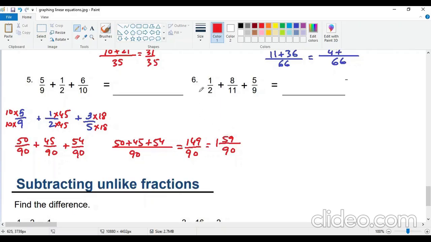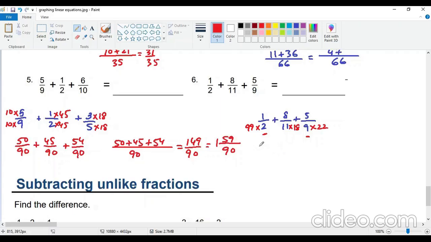Next is 1 over 2 plus 8 over 11 plus 5 over 9. In here there is nothing. I can make an equivalent fraction. 1 over 2 plus 8 over 11 plus 5 over 9. I am going to multiply this by 99, because 11 times 9 is a 99. And for 11, I will look at this 2 and 9. 2 times 9 is a 18. I will write 18 here. And to find the number for 9, 11 times 2 is a 22. That's how I get these numbers.